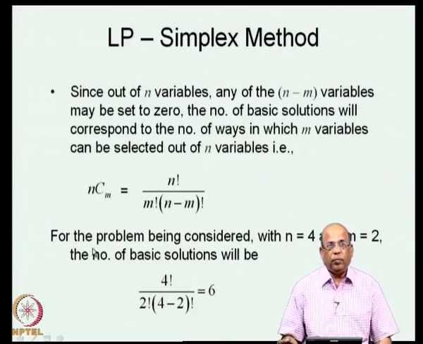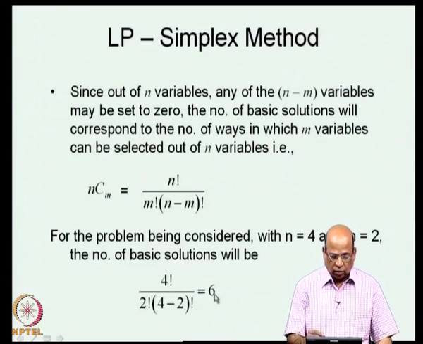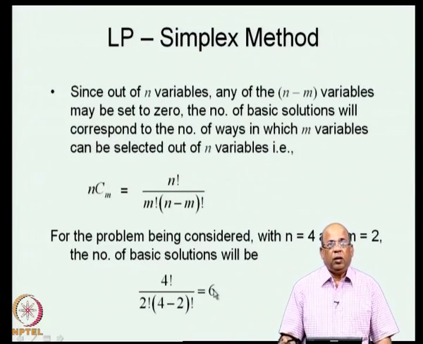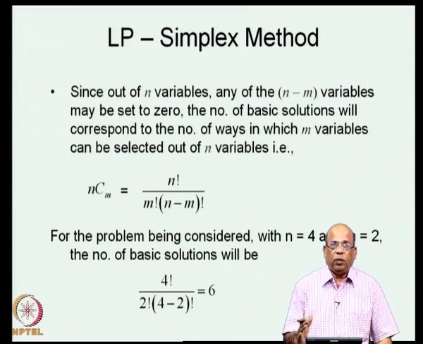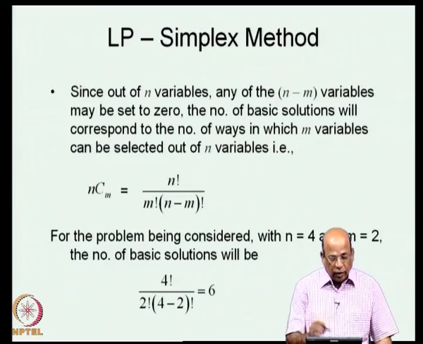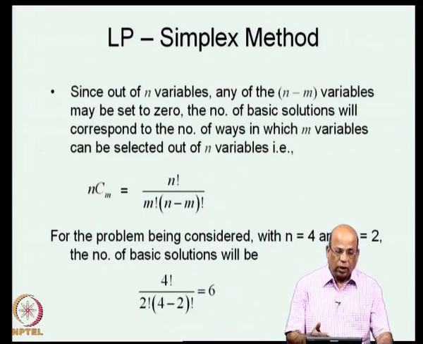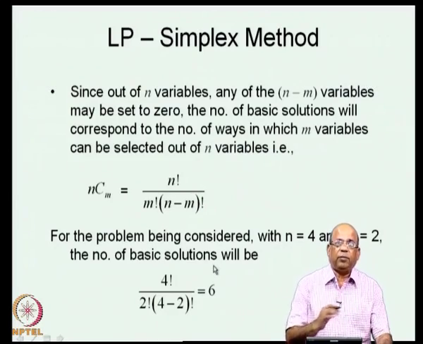So, in this particular problem, n is the number of variables, which is 4, and m is the number of constraints or number of equations, which is 2, and therefore, you get 4 factorial divided by 2 factorial into 4 minus 2 factorial, which is 6. So, 6 basic solutions are possible for this particular problem. Let us see what the 6 basic solutions are and then see how the basic solutions relate to the graph that we have just drawn.